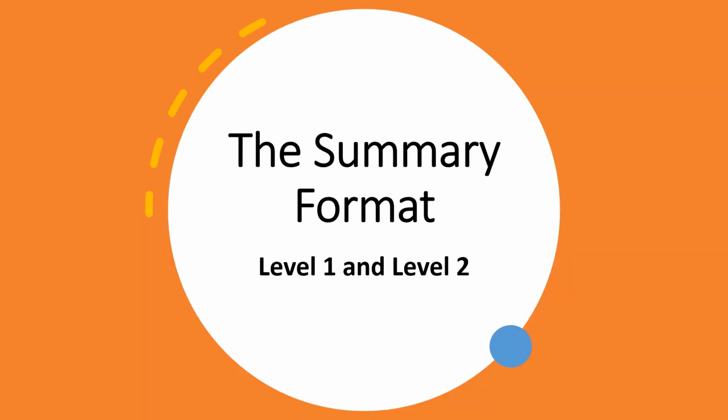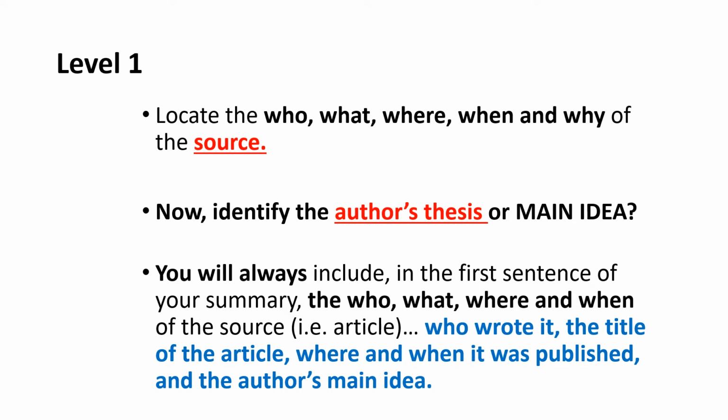Now that you understand what a summary is and is not, let's get into the details of how to structure it. In this video, I'm explaining an academic summary as being comprised of two levels. When we look at the first level, level 1, we're really focusing on the first sentence of your summary. In this sentence, you're locating the who, what, where, when, and why of the source. Once you've done that, you're trying to identify the author's thesis. What was their main idea?